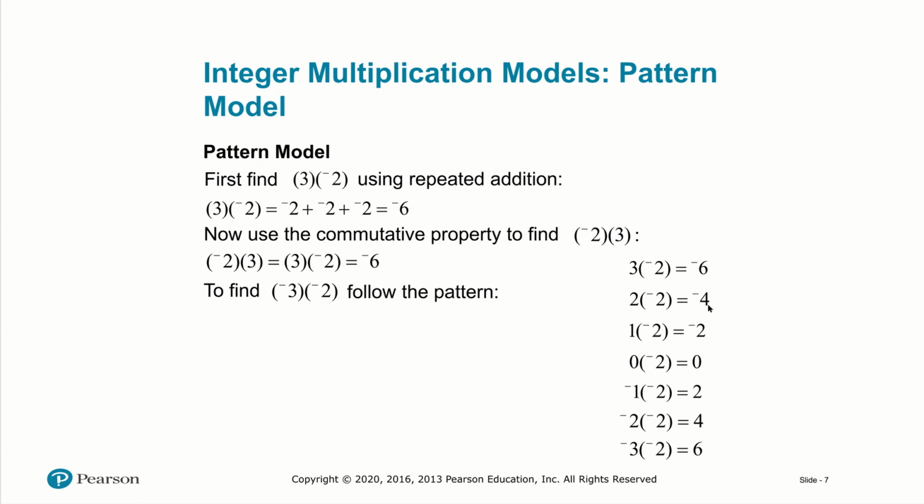Notice these are going up by 2, right? What doesn't change is the negative 2 factor, right? So notice that these are going up by 2, and these are going down 1 step each, right? So negative 1 times negative 2, if this pattern continues, should be what? 2. Again, negative 2 times negative 2, if the pattern continues, should be 4. Negative 3 times negative 2, if the pattern continues, should be 6.